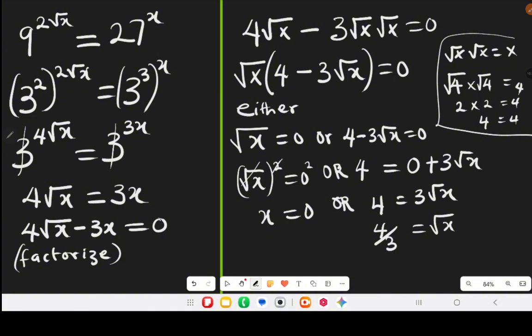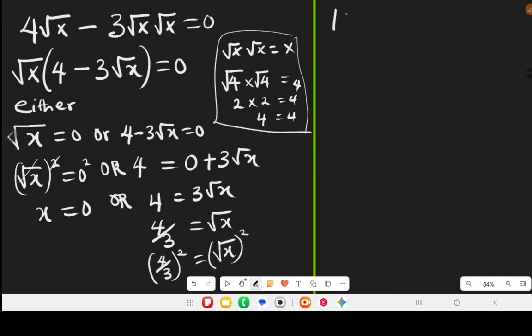To get x, we square both sides, which is 4 over 3 all squared equals root x all squared. That is, 4 squared gives us 16 all over 3 squared gives us 9, equal to x, as the square and square root cancel. Therefore, x is equal to 16 over 9 as the answer. We have another approach to this question where we introduce logarithm.